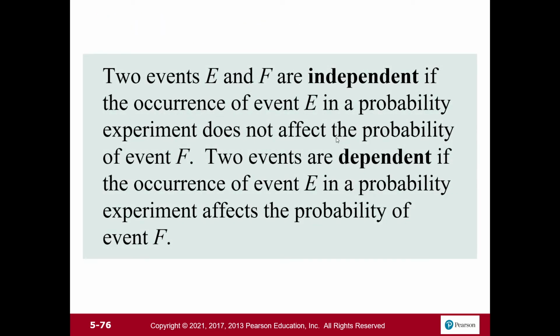So two events, E and F, are independent if the occurrence of event E in a probability experiment does not affect the probability of event F. Two events are dependent if the occurrence of event E in a probability experiment affects the probability of event F.